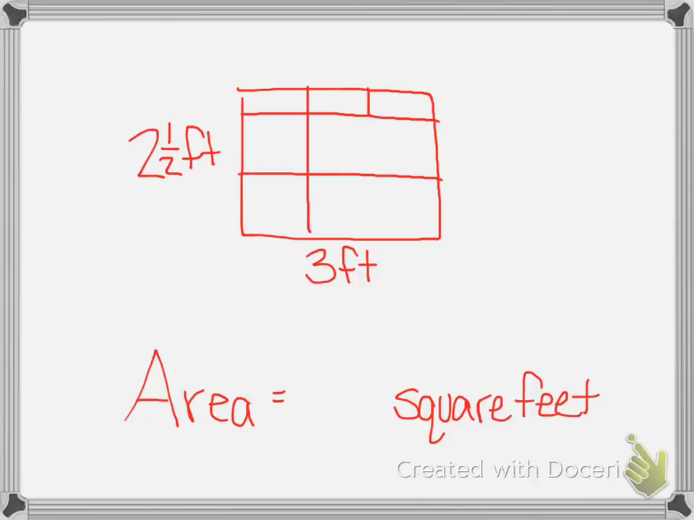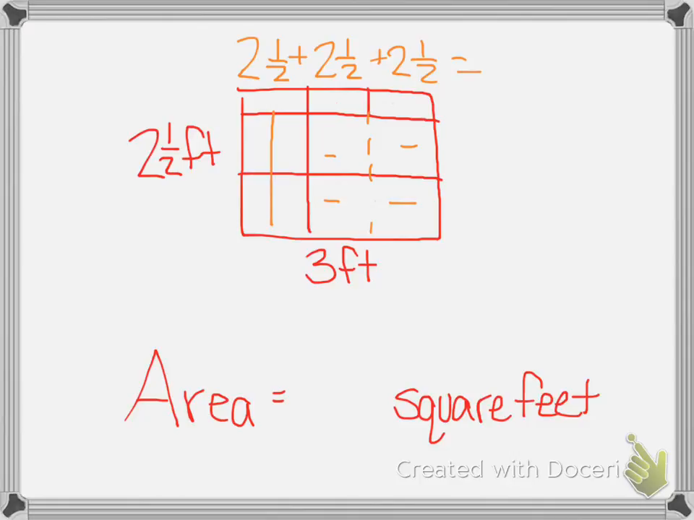Number 3 says find the area of a table that is 3 feet wide and 2.5 feet long. So if we look at this first one right here, we have 2.5. The second one we also have 2.5. And in this last row, we again have 2.5. So we need to add them all together.